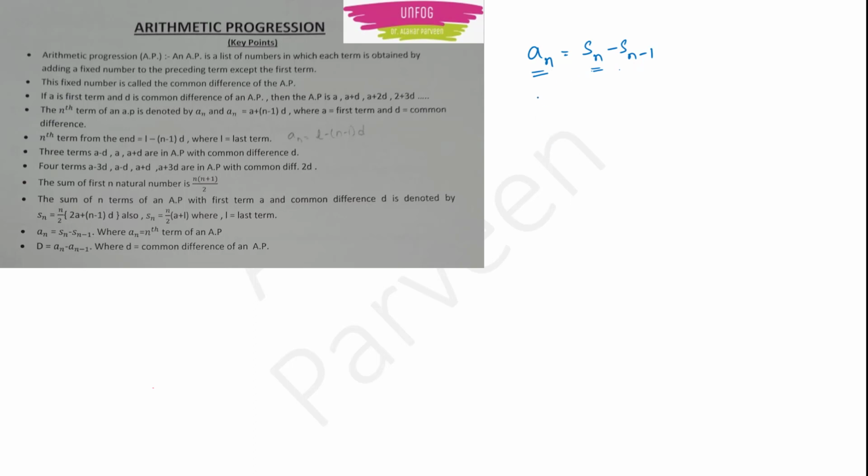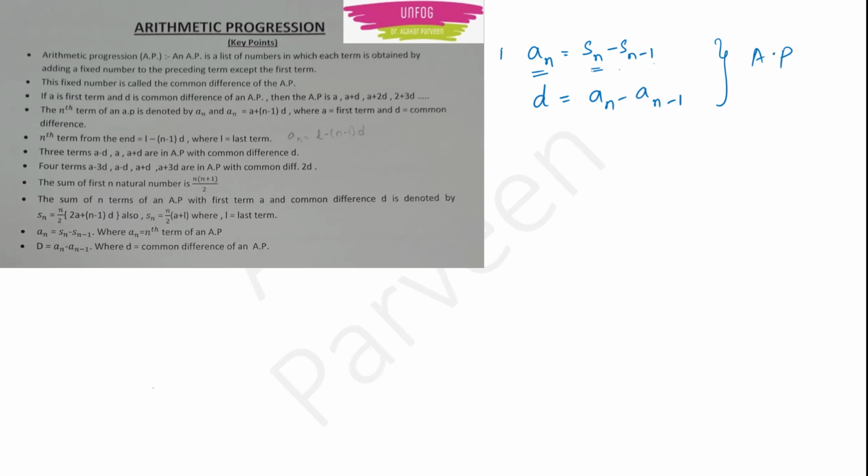Again, you can also relate common difference to an. Common difference will be equal to an minus an minus 1. For the same reason, because they both are arithmetic progressions, that's why you can write the nth term is equal to sum of n terms minus sum of the previous n terms. Same way here also for common difference. Okay. So these are the formulae which we have learned now.